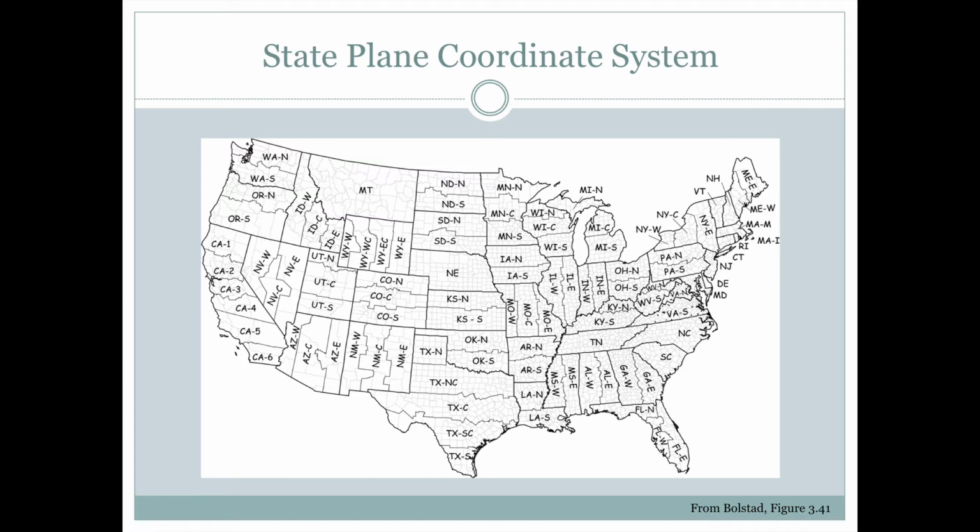These are just dividing up the states into smaller areas so that we can minimize the distortion associated with that state. And of course, some states seem to be a little more comfortable with distortion, such as North Carolina and Tennessee, which only have 1, and also Montana only has 1 state plane coordinate system.